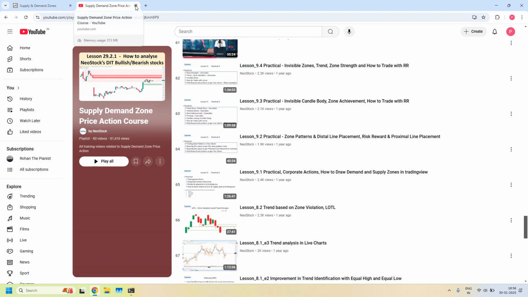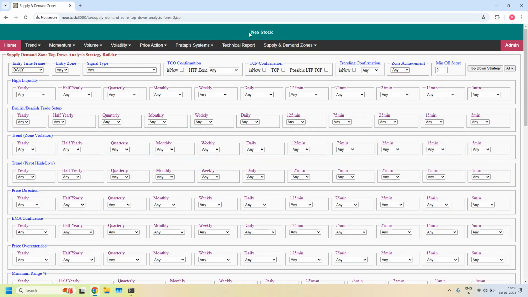Now let's get into the report generation with the help of NeoStock Software Supply Demand Zone Top-Down Analysis Strategy Builder. We are going to generate different reports. First, we will identify stocks near demand and supply zones for all the time frames, and we will also identify price closed inside the demand and supply zones for higher time frames like yearly time frame until daily time frame. So I am starting with yearly time frame.